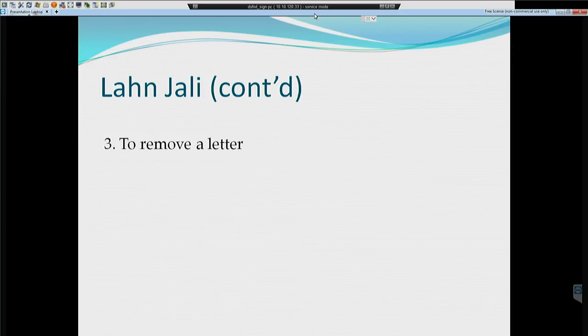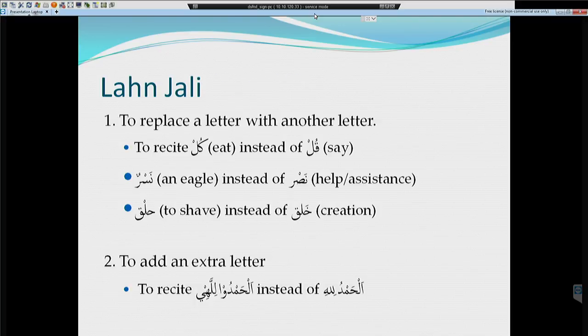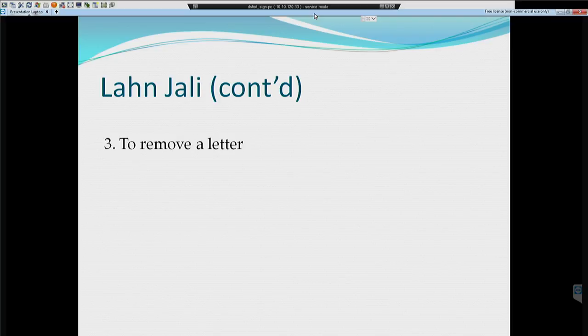So the third type is to remove a letter. As you can see over here, one is to replace one letter, to change it. The other one is to add one. So logically there would be one to delete a letter, to remove a letter.